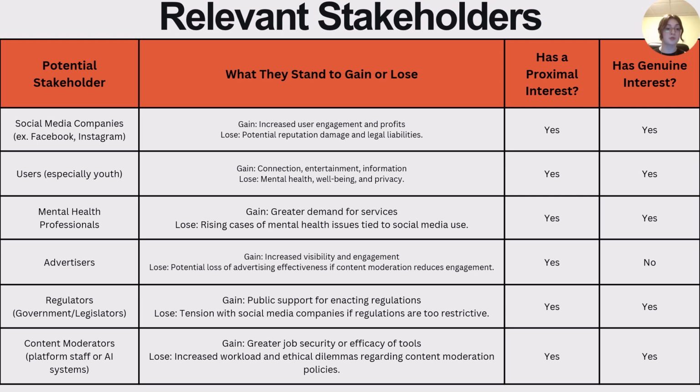Next is regulators, so government legislators. Again, they gain public support for enacting regulations. However, the loss is tension with social media companies if regulations are too restrictive. Moving on to content moderators, so platform staff or AI systems. They gain greater job security or better tools. And they lose through an increased workload and ethical dilemmas regarding content moderation policies, especially if it's AI systems with the policies, or if it's actually real people working.